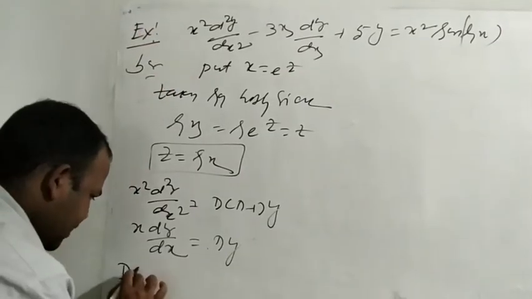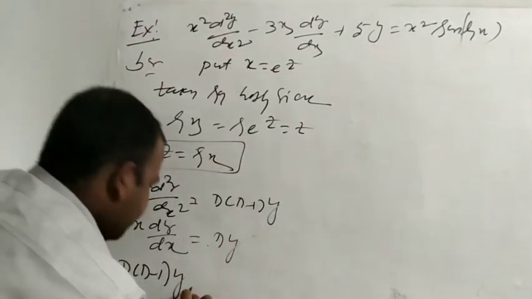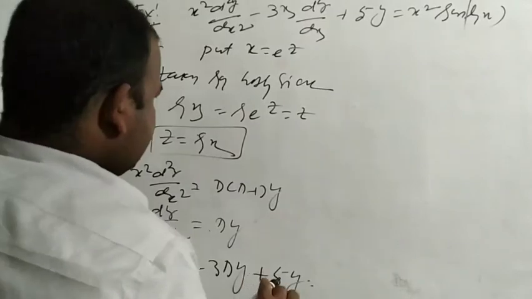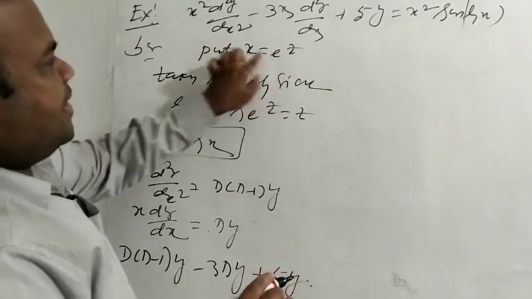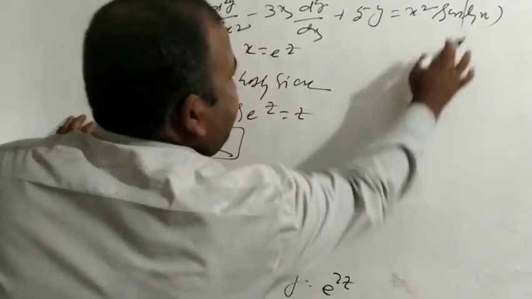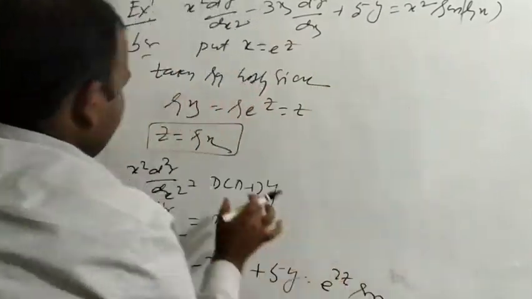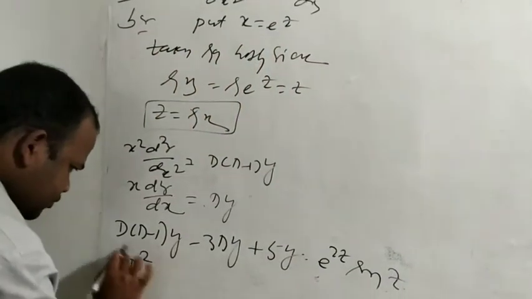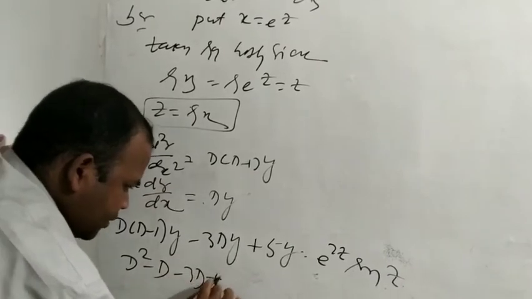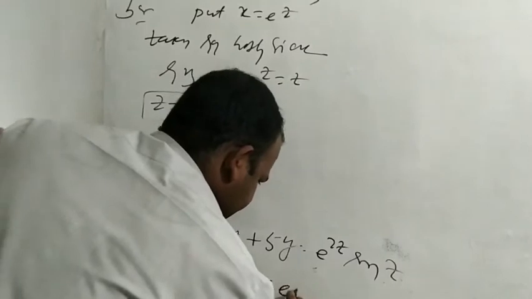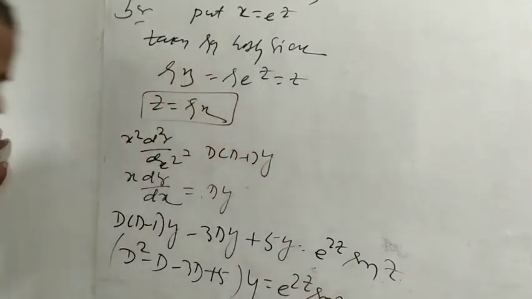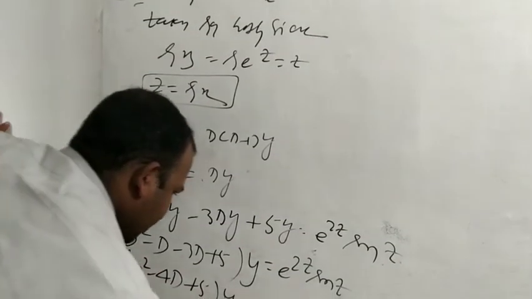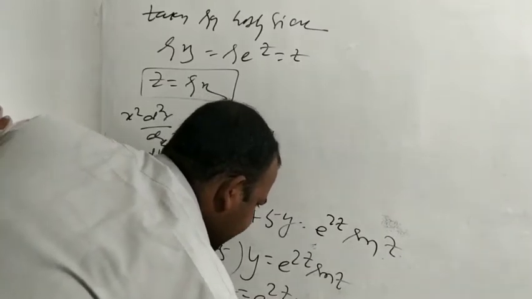So this is d into d minus 1 into y minus 3 into dy plus 5y equals x square. What is the value of x square? x equals e raised to z, so x square equals e raised to 2z into sine of log x. What is the value of log x? Log x equals z, so e raised to 2z sine z. So this is d square minus d minus 3d plus 5 into y equals e raised to 2z sine z. So this is d square minus 4d plus 5 into y equals e raised to 2z sine z.